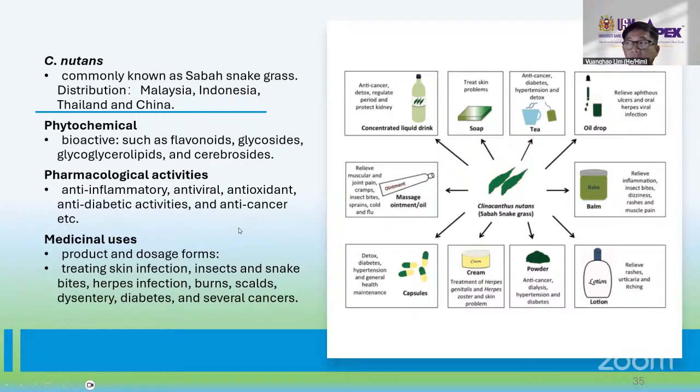And in Thailand, this plant has been produced in dosage forms, where they have ointment, massage oil, balm, cream, lotion, and they also come up with supplements in capsules, and some of them are packaged as tea.